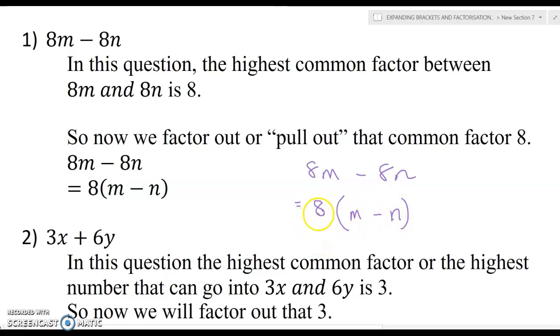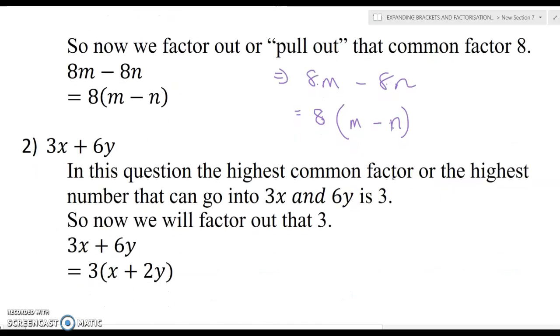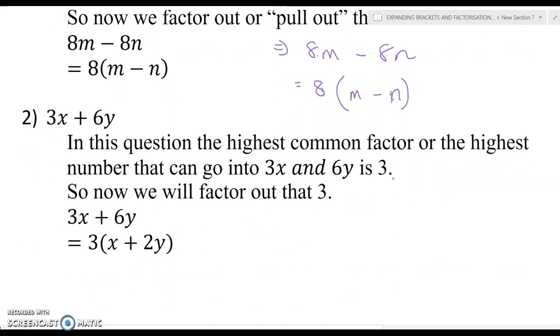And if we expand the brackets now to get back our original expression, you'll see how we get it. 8 by m will give me the 8m, and then 8 by minus n will give me minus 8n. So you can always check back, do the reverse, to see if you get back your original answer. And then the second one we have here, 3x plus 6y.